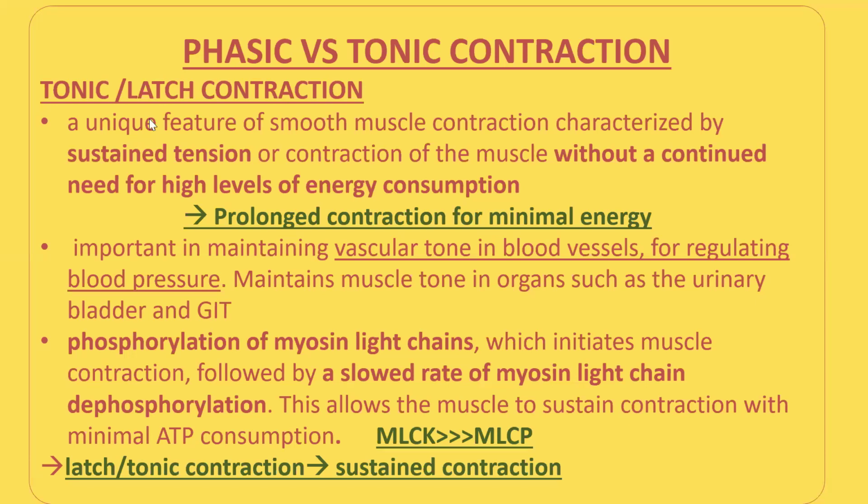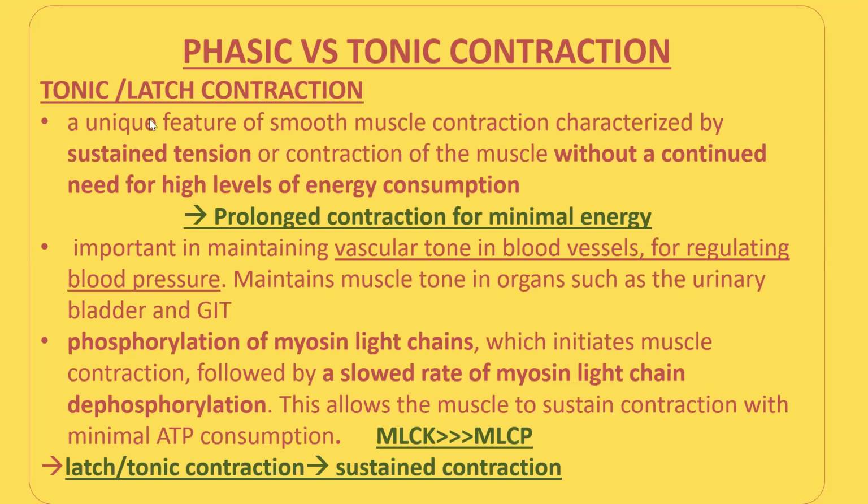So the tonic contraction of a smooth muscle is just a property. It's like a character of a smooth muscle, or the way the fibers are arranged, because it allows us to contract the muscle without using a lot of energy.